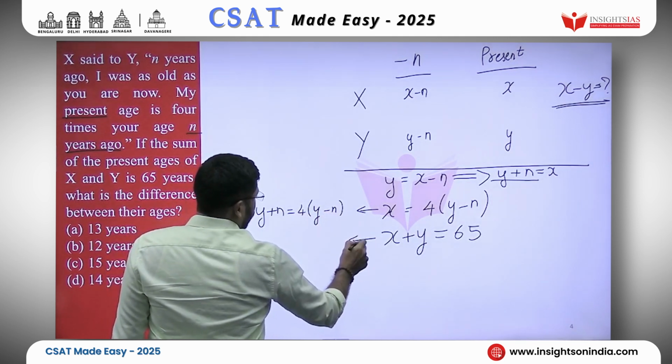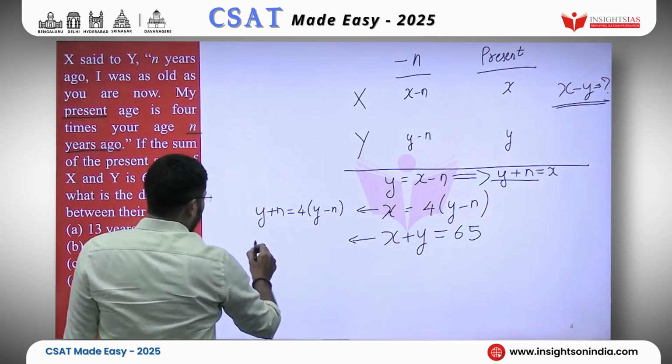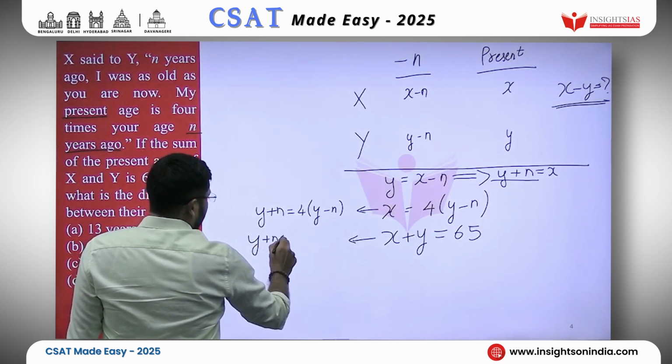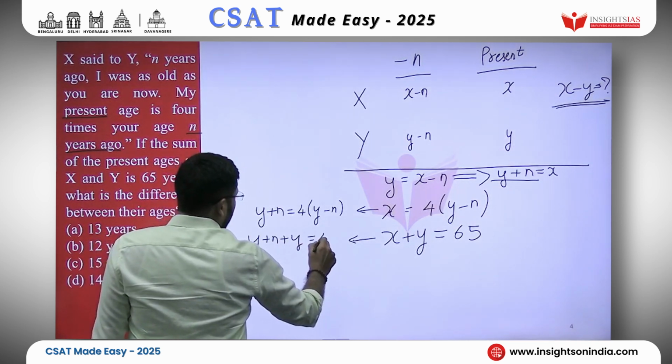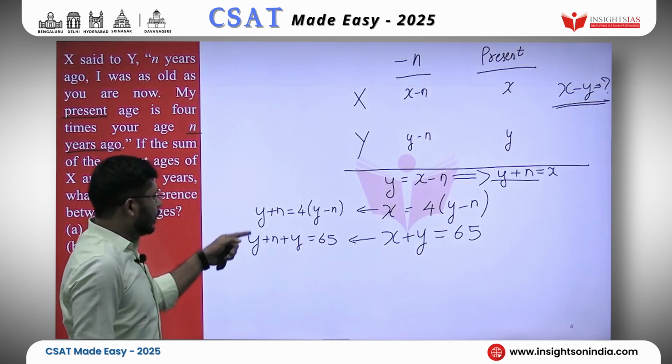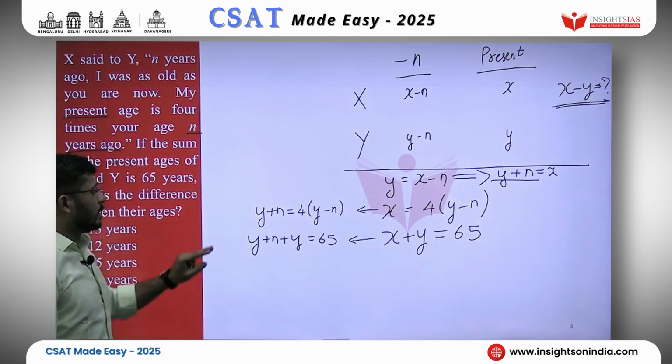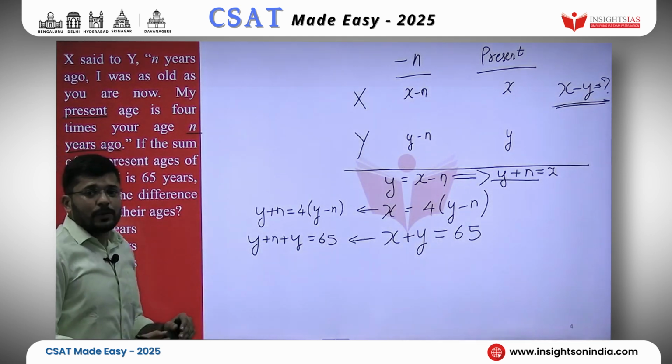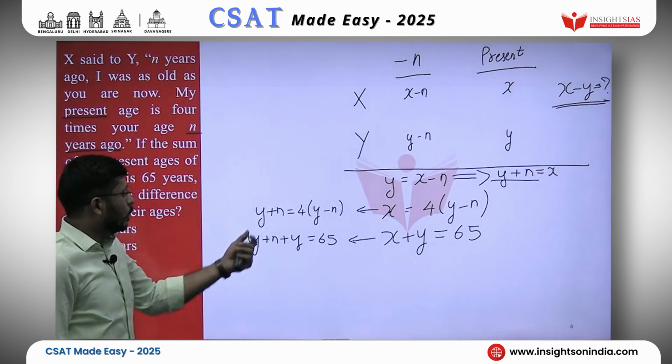And this will become what? In place of x, we will write y plus n. Y plus n plus y is equal to 65. Now we have two equations with two variables. They are the simultaneous equations that we learned to solve. So now we will solve them.